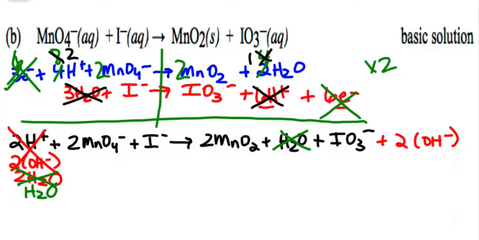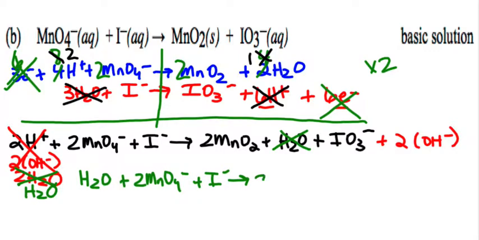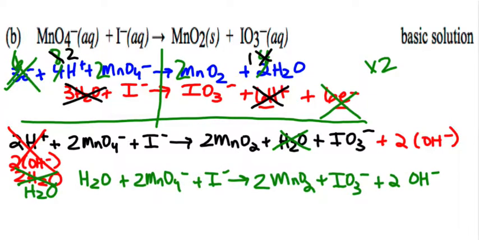Right? So our final answer, H2O plus 2 MnO4 minus plus I minus gives you 2 MnO2s plus IO3 minus plus 2 hydroxides. Bam. Good times, huh? Not hard, just a little puzzle.